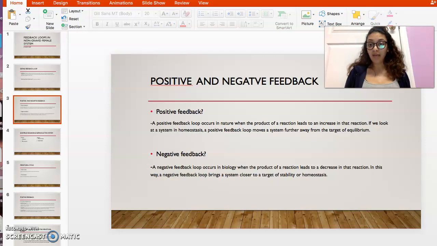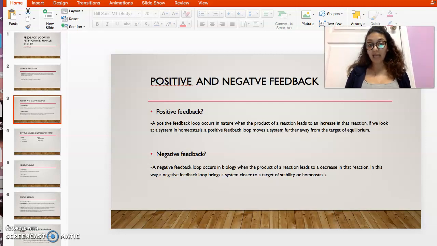What is a positive feedback? What is a negative feedback? What do they initiate? What do they do? What is their function? Why do we need them? So a positive feedback is defined as a loop that occurs in nature when the product of a reaction leads to an increase in that reaction. If we look at a system in homeostasis, a positive feedback moves the system further away from the target of equilibrium.